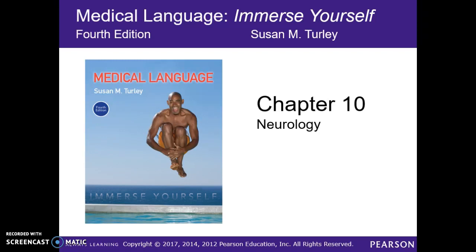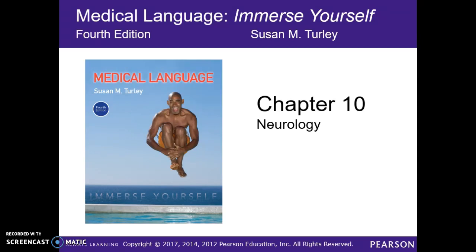This week we are working on chapter 10. And chapter 10 is all about neurology. So basically what we're looking at is the nervous system. We're going to be looking at the different structures of the nervous system, how the actual process of nerve transmission occurs, what happens in that process.